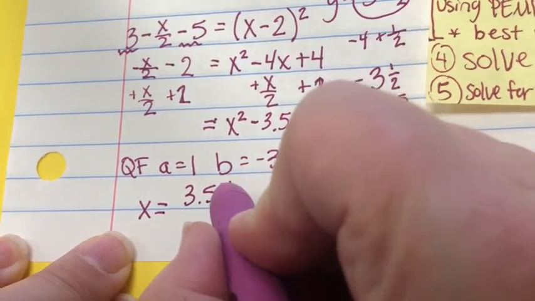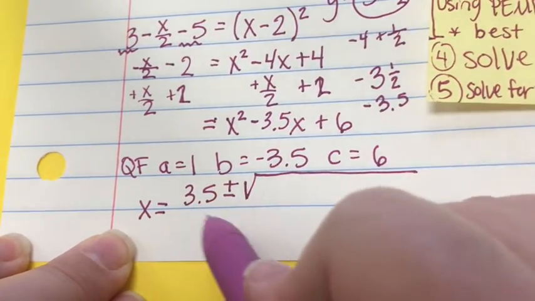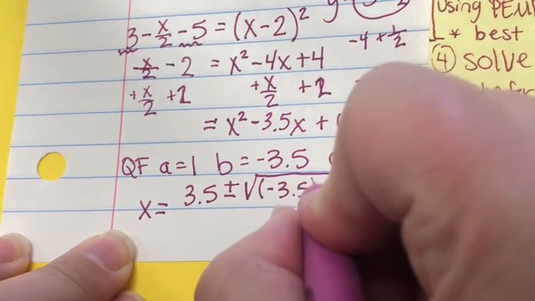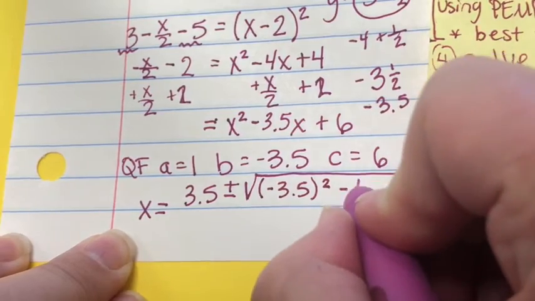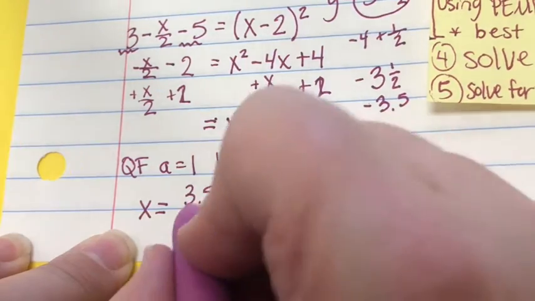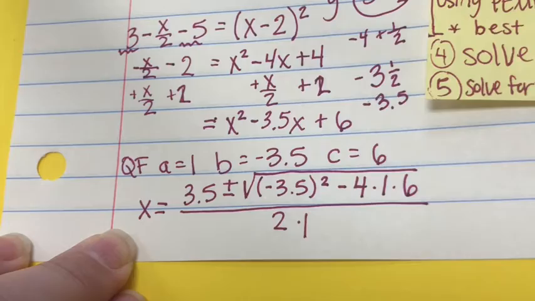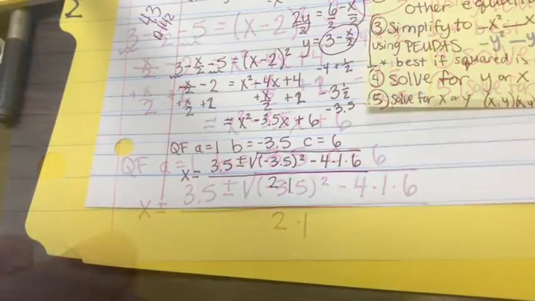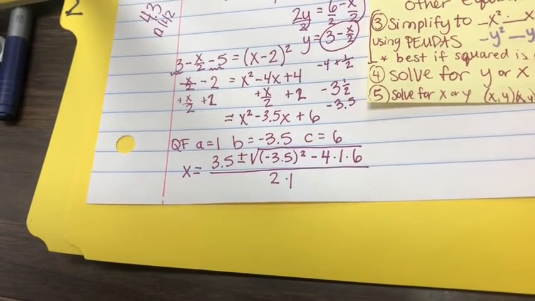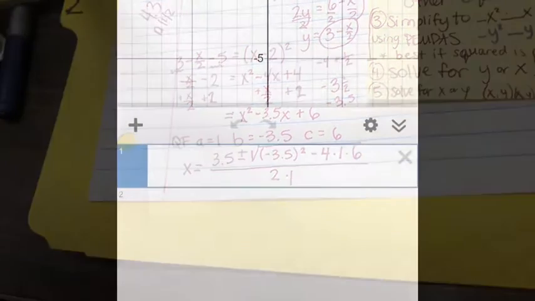Again, if I'm going too fast, pause the video. 3.5 plus or minus the square root of negative 3.5 squared minus 4 times 1 times 6, that's 4 times a times c. The whole thing divided by 2 times 1. And type that into the calculator. Just so you know, I'm going to use Desmos, and there's not going to be sound on that. You'll just see me typing it into Desmos.